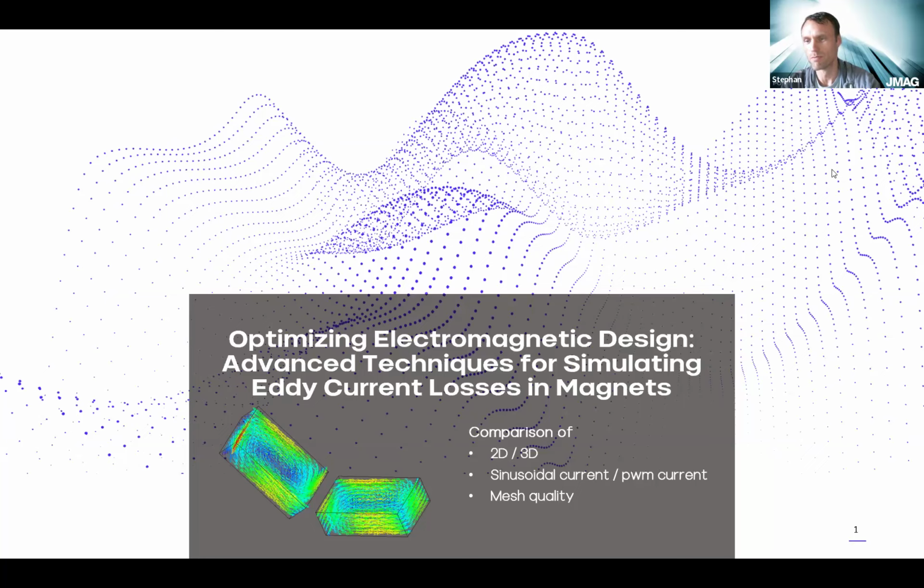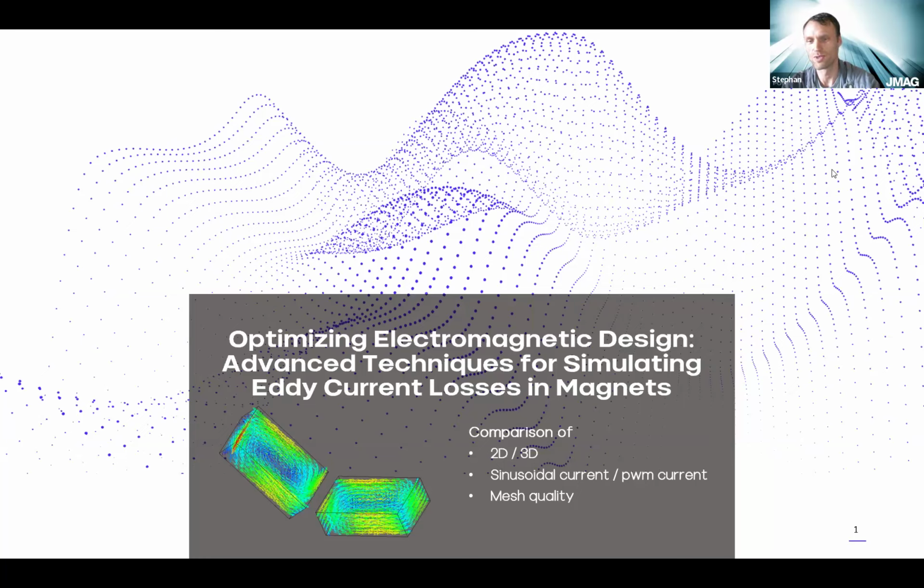And for me, I would more like to focus on how to simulate the eddy current losses in magnets, right? There are several techniques and measures to reduce eddy current loss in magnets. But e-motor design does not only focus on the eddy current losses in magnets. The e-motor designer has to consider many other characteristics of the e-motor design, like performance, overall efficiency, NVH, cost. And so this is basically not my task.